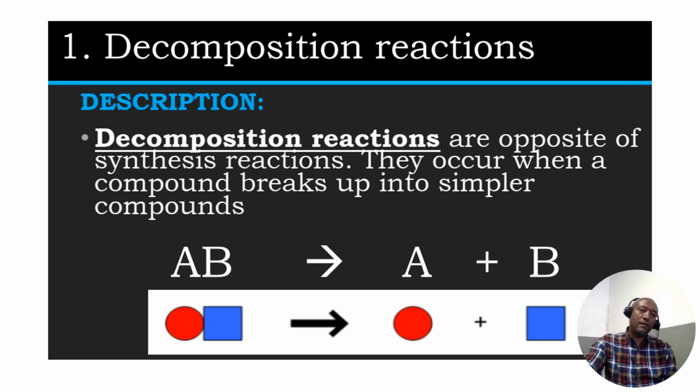Here is the opposite of synthesis type of reaction. We call it decomposition. What is the description of this decomposition reaction? Decomposition reactions are the opposite of synthesis reaction. They occur when a compound breaks up into simpler compounds. On the reactant side, you have AB, but when this AB is converted into A plus B, we call it decomposition type of reaction, or another name, dissociation type of reaction.